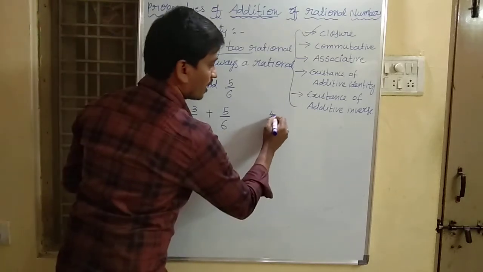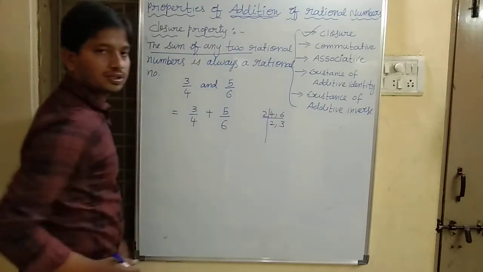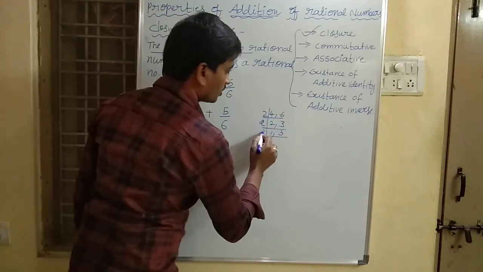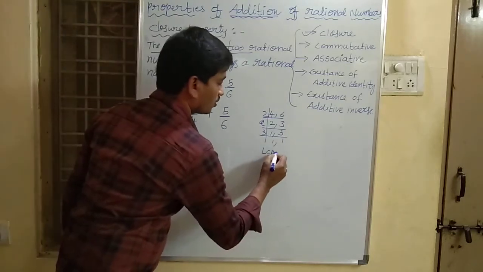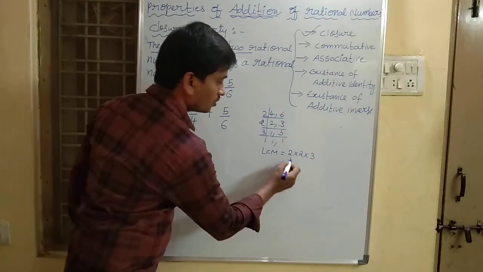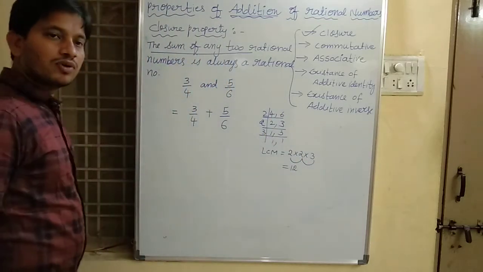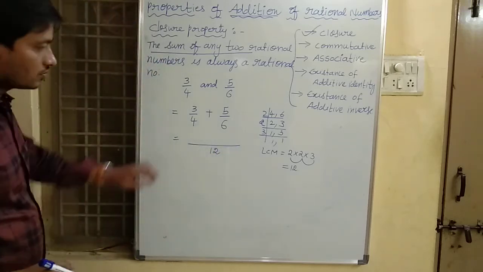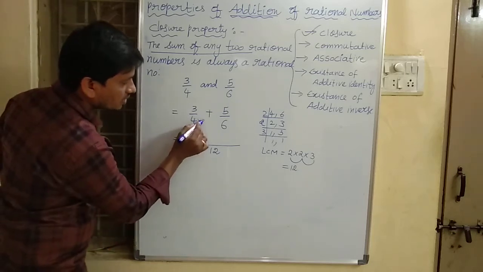What is the LCM of 4 and 6? 2 ones are 2, 2 twos are 4, 4 threes are 12. So the LCM is 12. Now in the 4 table, 4 how much are 12? 4 threes are 12.